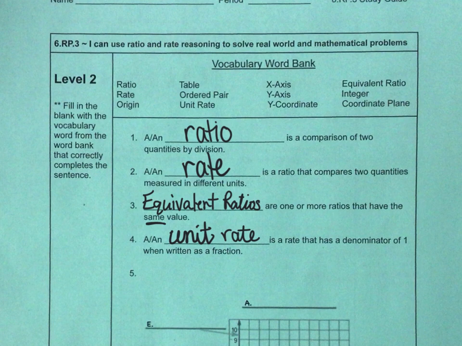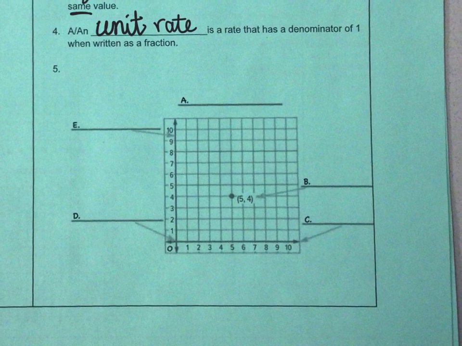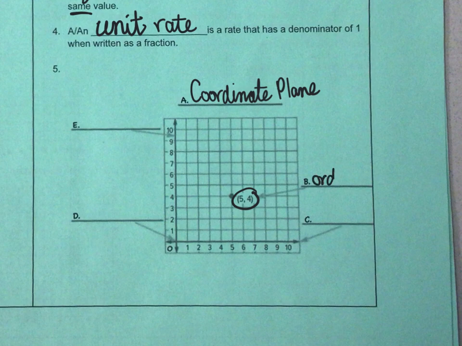All right, so down below, remember this is not a table. Okay, this is a type of graph. The actual type it is a coordinate plane. So letter A is a coordinate plane. Letter B, we've talked about this now, this is the third time. This is pointing to that group of numbers together. That is an ordered pair.